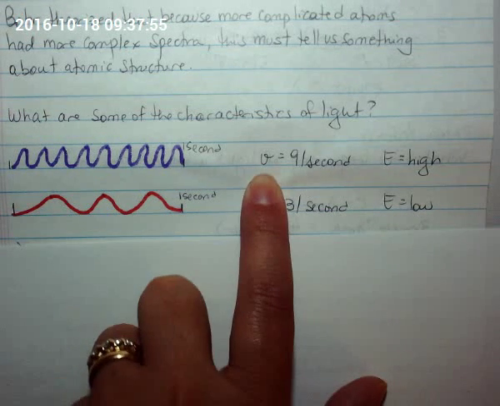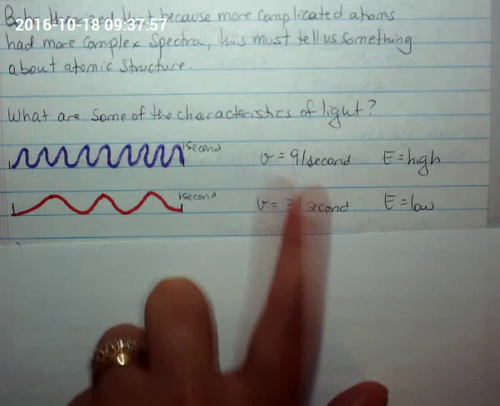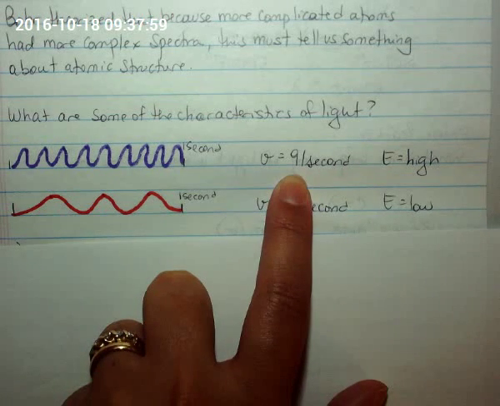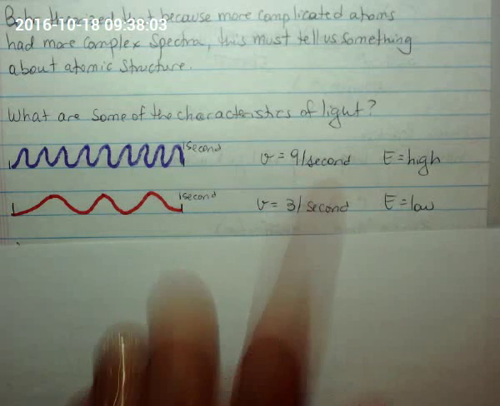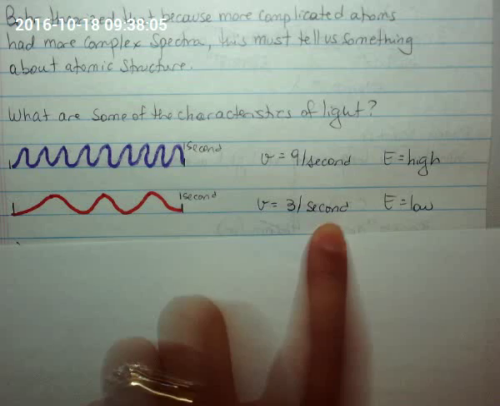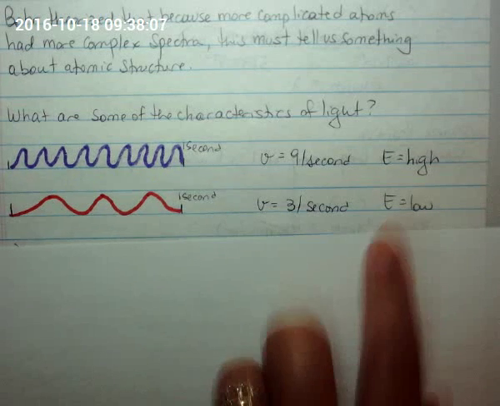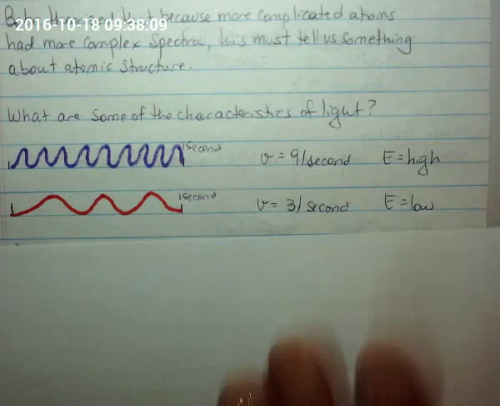This here looks like a little cursive V. That's the letter nu. That says 9 per second. This says 3 per second, and here that says E equals high. Down there it says E equals low.